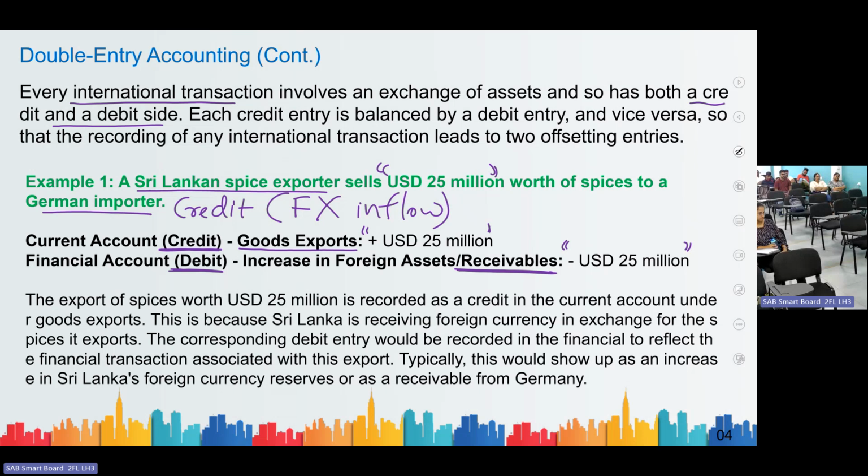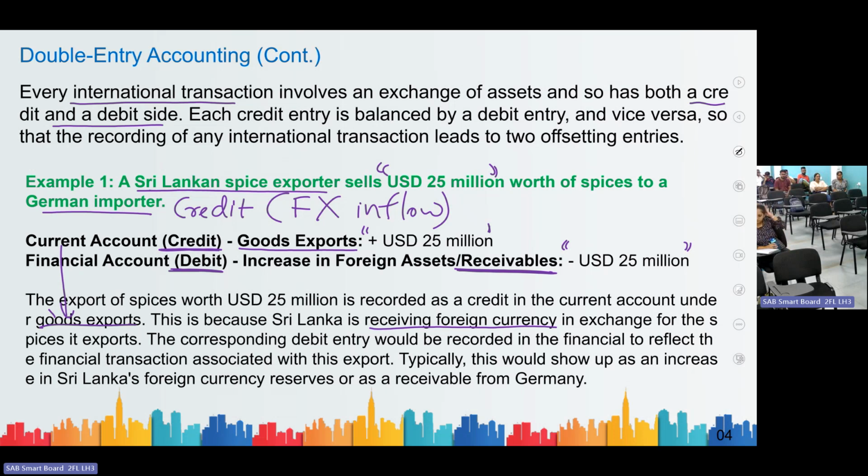The export of spices worth 25 million USD is recorded as a credit in the current account under goods exports. This is because Sri Lanka is receiving foreign currency. There will be an inflow of foreign exchange. The Sri Lankan resident who is the exporter receives foreign exchange, so it's going to be a credit transaction. In exchange for the spices it exports, the corresponding debit entry would be recorded in the financial account to reflect the financial transaction associated with the export.